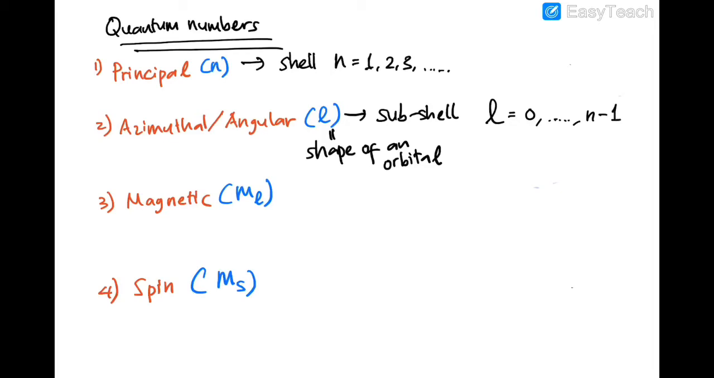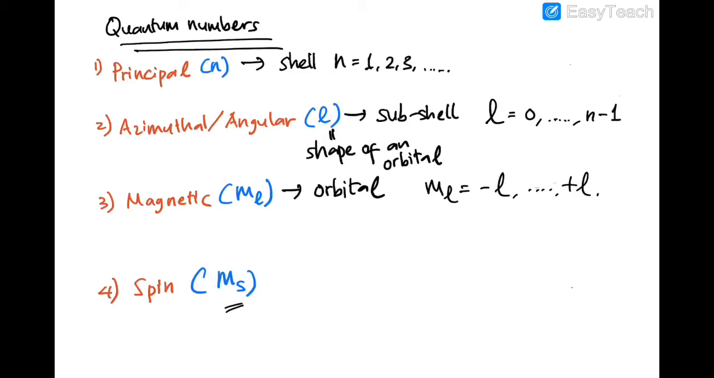Okay? Now, moving on to the third quantum number, which is the magnetic quantum number. The magnetic quantum number tells you about which orbital. So for a value of l, we will have, in some cases, several orbitals. And m goes from minus l to plus l. Okay? And lastly, the spin quantum number.